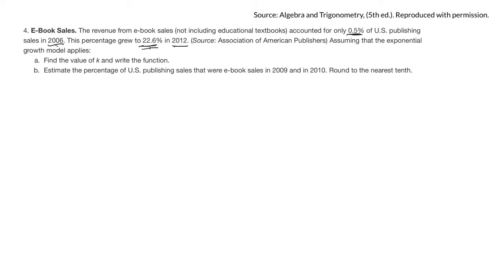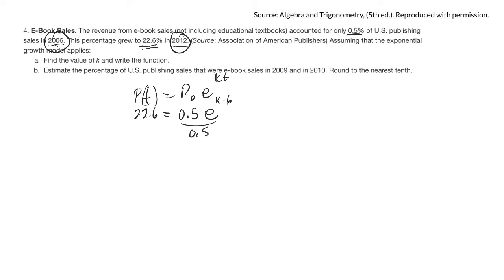That's an awkward question. So here's my formula: P0 e to the kt. I'm starting with 0.5%, and I'm ending with 22.6%. E and k, that's what I don't know, so I have to figure that out. And that happened from 2006 to 2012. So if I subtract those, that'd be 6 years. All right, so same thing as last question, 0.5, divide on both sides. So that'll come out to 45.2, I think, is equal to e to the 6k.